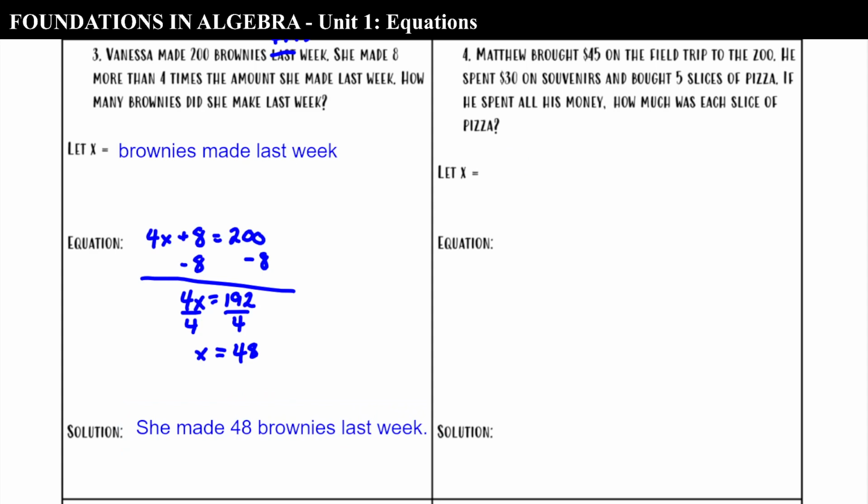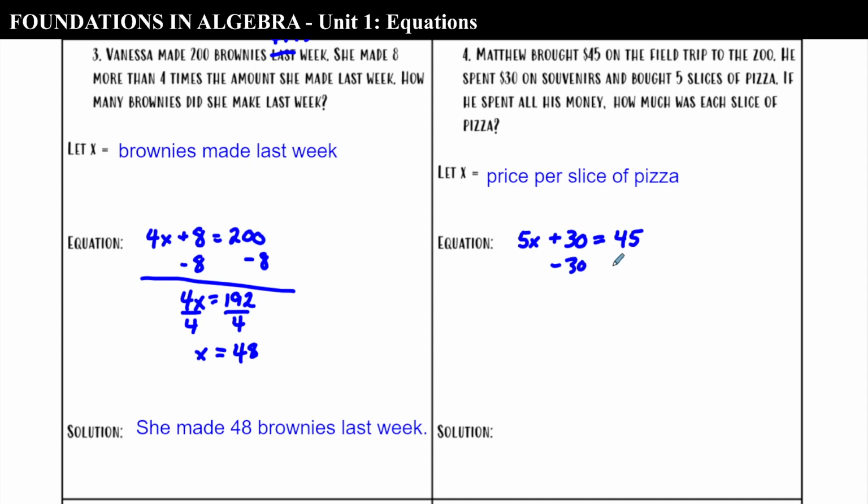Matthew brought $45 on a field trip to the zoo. He spent $30 on souvenirs and bought 5 slices of pizza. If he spent all of his money, how much was each slice of pizza? So we are going to make our unknown the price per slice of pizza. Well, we know that he bought 5 slices at an x cost per slice. So 5 times whatever the cost was for the pizza. He also spent $30 on souvenirs. That was separate from the pizza. And he spent a total of $45.